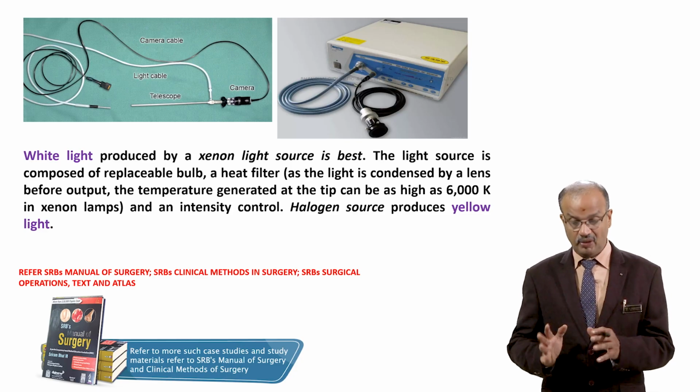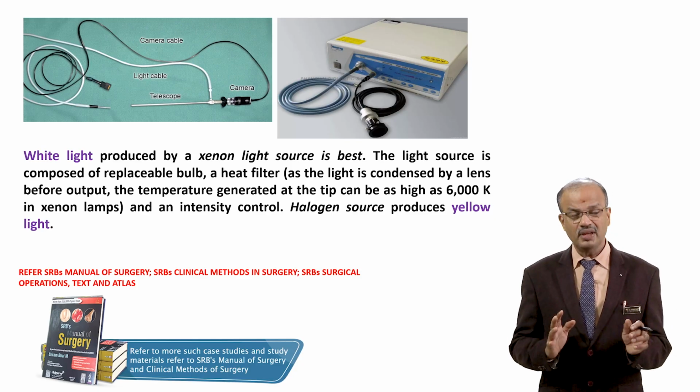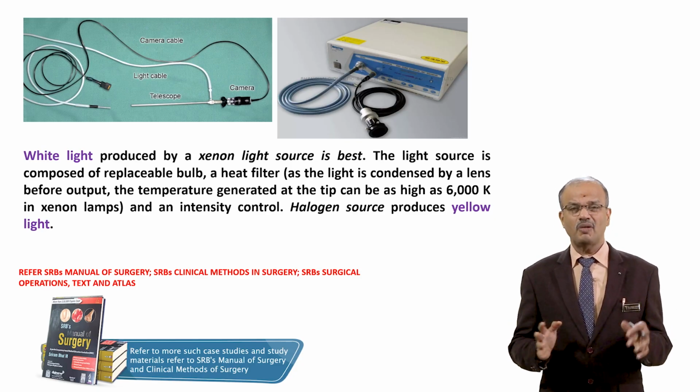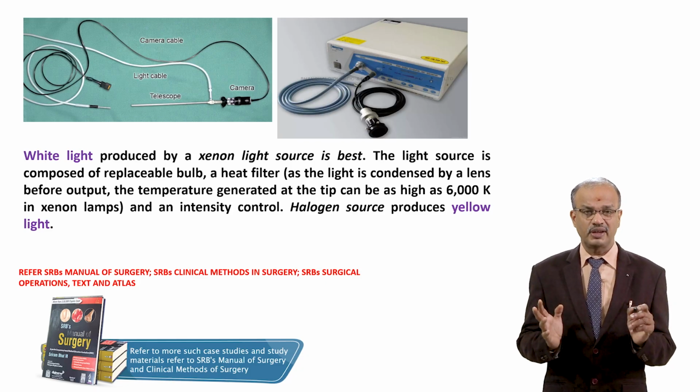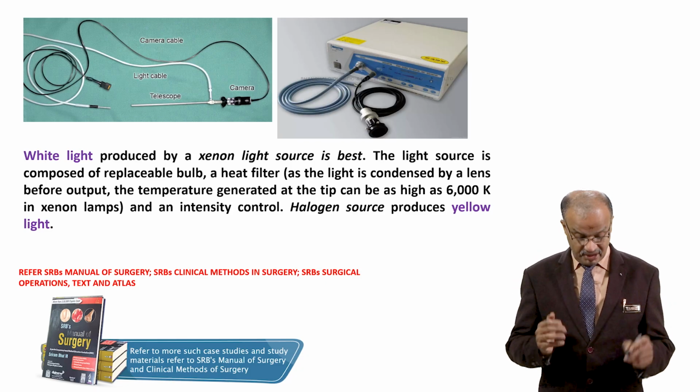Halogen gives yellow light. Better is white light, but it's costly. Halogen is yellow, but it's cheaper. But currently, in most places, a xenon light source is available, and that makes your work easier with clear images.